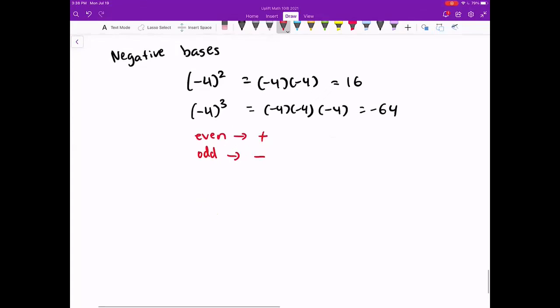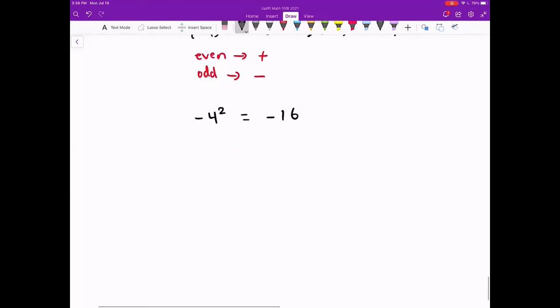Now a thing to worry about is that the base has to be in brackets. If we have something like negative 4 squared without the brackets, we always take BEDMAS, which tells us to do the exponent first. So we actually first square the 4 and then add the negative onto it. We can think of it as negative 1 times 4 squared. So we do BEDMAS, which is 4 squared, and then we multiply by the negative 1.